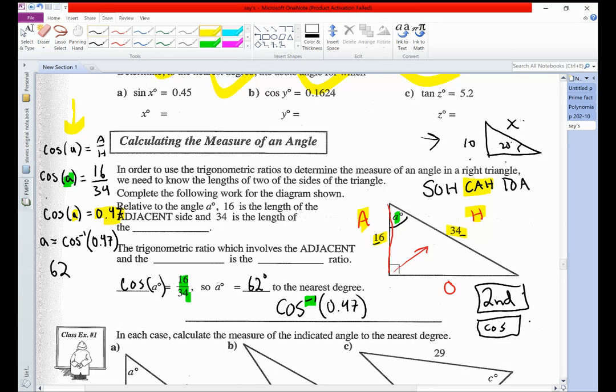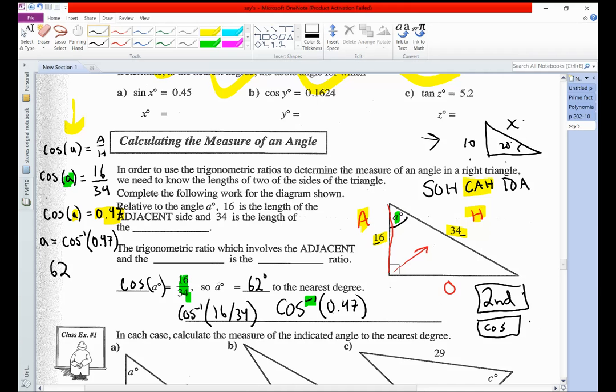a decimal. And if you really want to, just to save some time, you could type it in as cos to the -1. And when that bracket pops up, you do 16 divide by 34 and then close the bracket. It's important that you close the bracket because if you don't, sometimes your calculator will do cos to the -1 of 16, find that function, and then divide it by 34.